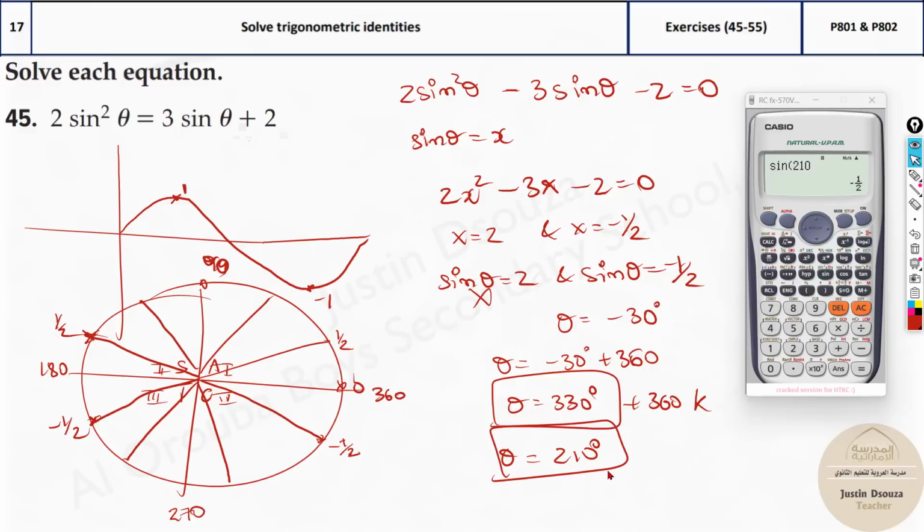Because even if you keep on subtracting from 330, you will get negative half. If you subtract 360, you're getting minus 30. That is also a possible answer. There are infinite possible answers, right? So we just write 330 and 210 plus 360 times k. Over here also you need to write plus 360 times k. K is an integer. You can write k belongs to Z, the short form for integer. So this is the answer.